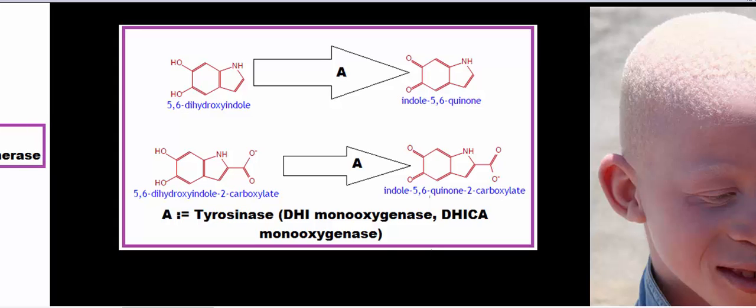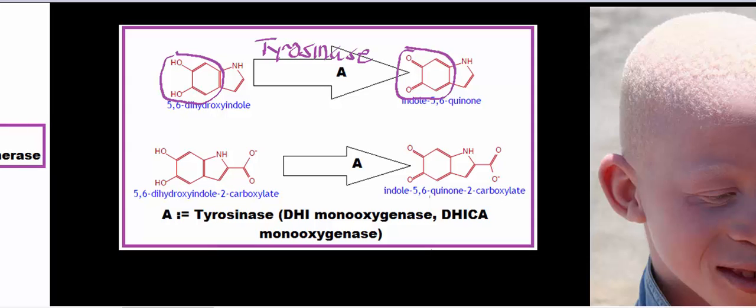Basically, this is an oxygen-dependent reaction, and because it's oxygen-dependent, tyrosinase in this context is sometimes also called DHI monooxygenase and DHICA monooxygenase. But the whole idea here is, notice what we're doing. We're taking a diphenyl ring, which is this right here, and oxidizing it into a quinone type of ring. This enzyme that does this is of course tyrosinase. So you can see that tyrosinase has lots of activities in melanin synthesis, particularly in eumelanin synthesis.